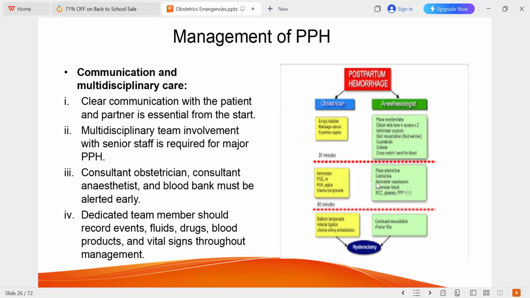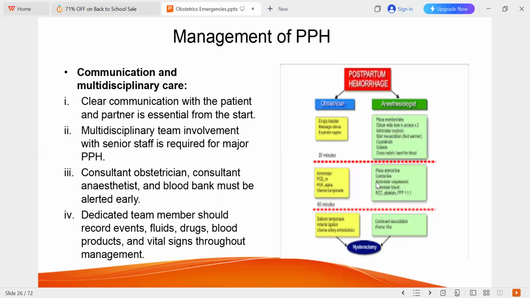All right. Number two, communication. This shouldn't come last. It should be early, clear communication with the patient and her partner is essential from the start. We're having some issues, your wife is bleeding. All right, multidisciplinary team involvement.